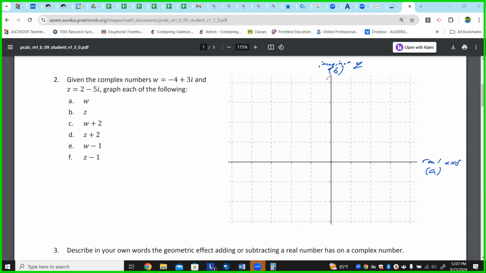Anyone need help graphing? Yes, sir. Good. So W, good, left 4, up 3, perfect, you got it. One more time, David. Well, when you combine like terms, where would the +2 go to? The real. So you would add 2 more to the real.